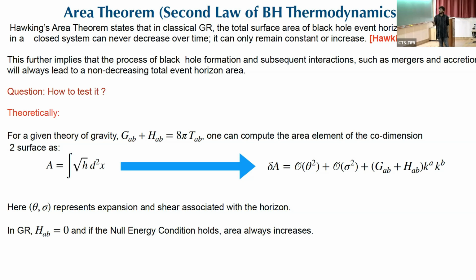And there is a term which will be proportional to (G_ab plus H_ab) k^a k^b, where k is the horizon generating null vector. Now, if you are in GR, that means H_ab equal to 0, provided that the null energy condition holds, you can see that delta A is always greater than 0. So it's very easy to see in GR how area increases. In any modified theory of gravity, you have to, of course, see what exactly the functional form of H_ab is. It will depend on the kind of theory you are considering. So this is what you can do theoretically.